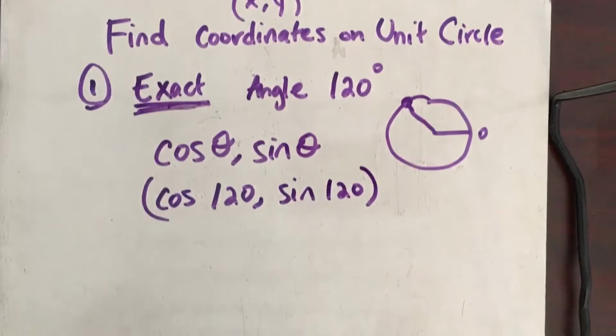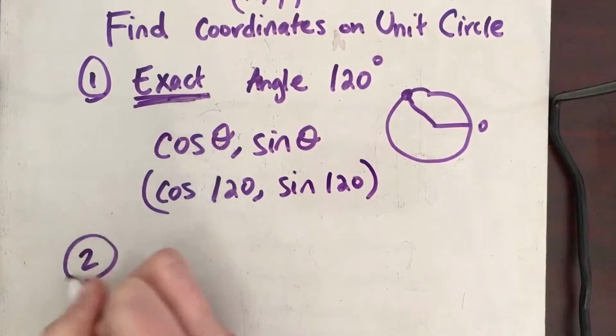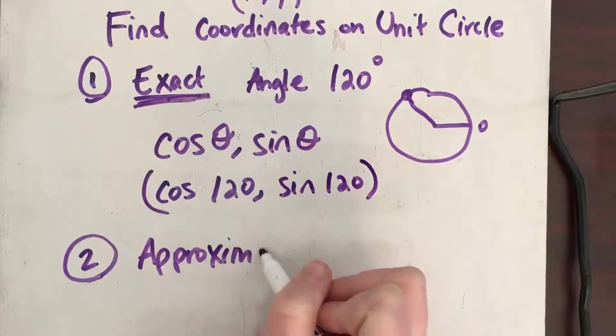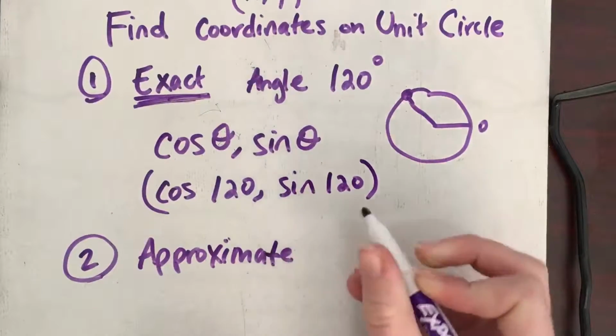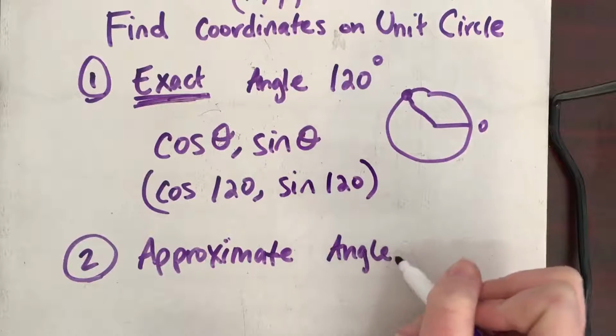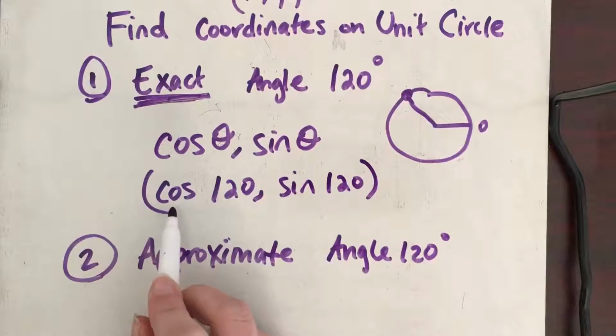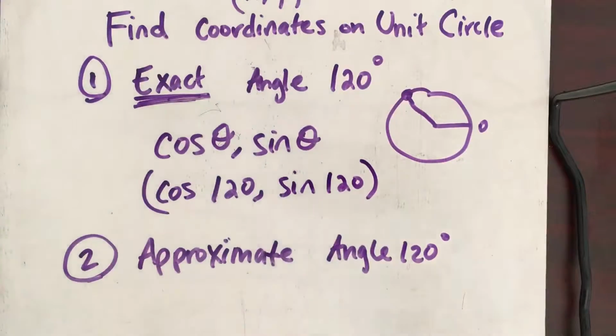Something else that we could be asked to find is approximate coordinates. And that's very similar. Let's assume I'm given the same angle of 120 degrees. So same thing, it's still going to be using the cosine of the angle and sine of the angle. This time, we're actually going to type it in the calculator. Grab my calculator here. Okay.